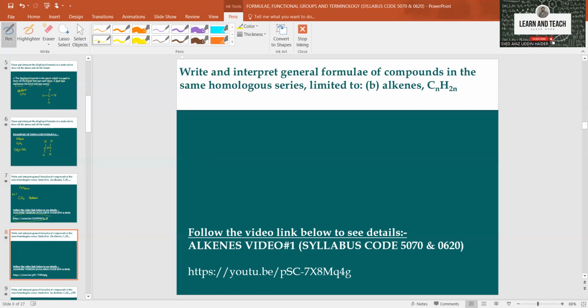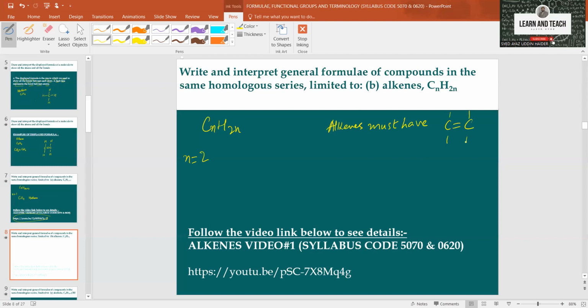Alkenes, the general formula for alkenes is CnH2n. First member starts with n=2, not n=1. The reason is that alkenes must have a carbon-carbon double bond. There must be at least one carbon-carbon double bond. So the first member starts from n=2. So molecular formula will be C2H4. The name is ethene.